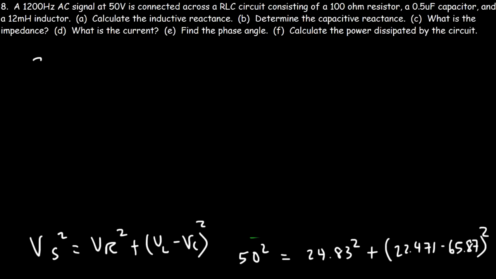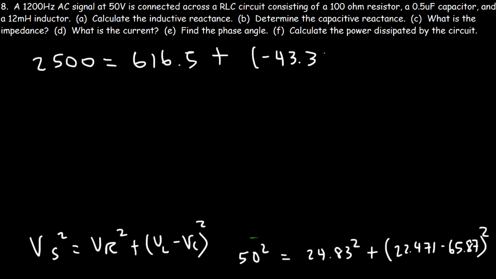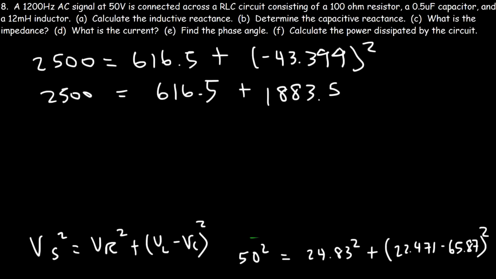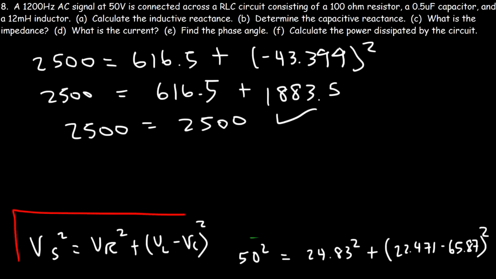$50 squared is 2,500. 24.83 squared, that's about 616. 22.471 minus 65.87, that's negative 43.399. Now let's go ahead and square that number. So this is going to be 1883.5. And if we add it to 616.5, we can see that 2500 equals 2500. So the voltages across the resistor, the inductor, and the capacitor are related to each other by this equation.